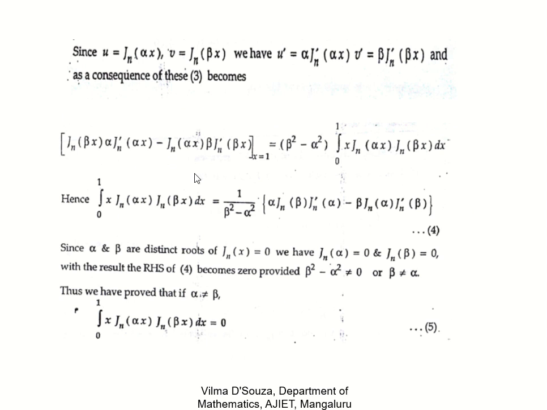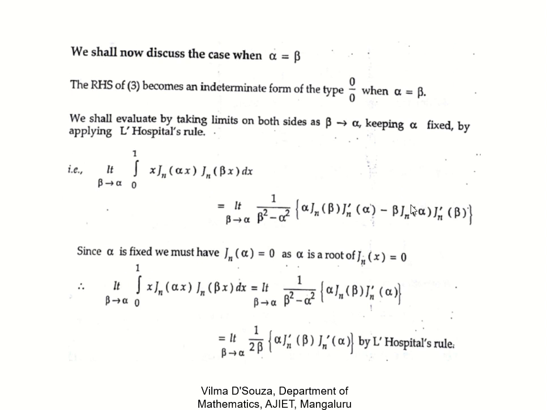Take limit here, limit beta tending to alpha, integral 0 to 1 x into Jn of alpha x Jn of beta x dx is equal to limit beta tending to alpha of this entire term. That's what I have written here, 1 by beta square minus alpha square into alpha Jn of beta into Jn dash of alpha minus beta Jn of alpha into Jn dash of alpha.